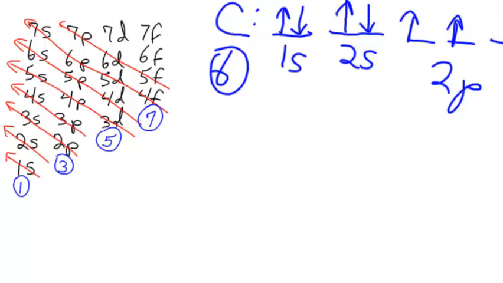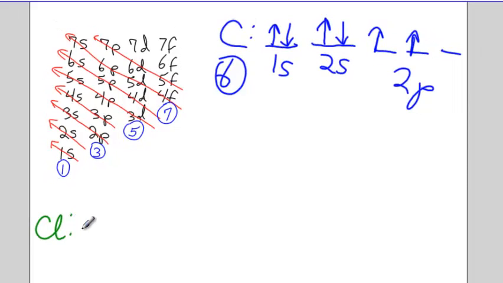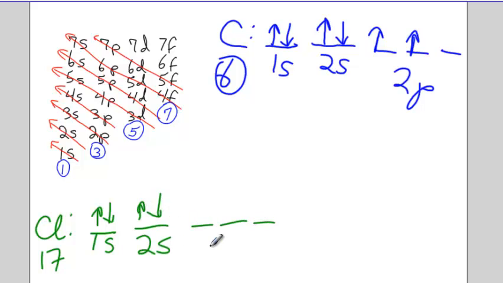Let's try another. Let's try chlorine. That's more. This one's 17 electrons. Okay. So once again, I'm going to start with 1s, and then 2s. Here's my 2p. I'm going to fill this one this time. 1, 2, 3, 4, 5, 6. Now I've got 1, 2, 3, 4, 5, 6, 7, 8, 9, 10. That's 10 electrons. I still have 7 to go.